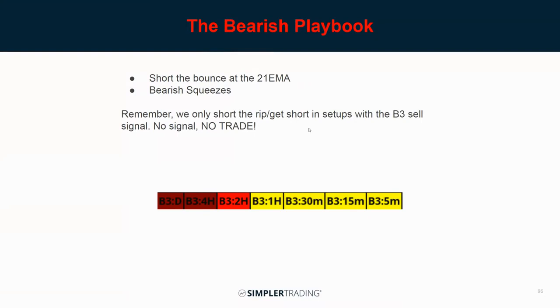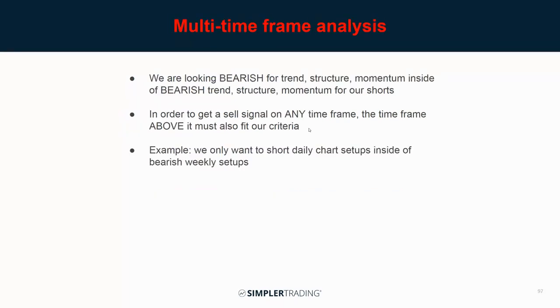And we're going to go into this in more detail, but there's only 2 trades in the bearish playbook. Short bounces to the 21 EMA, get short inside of a squeeze. We're only going to look to do that, guys, if we have our sell signal on that time frame. Regardless of our opinion of the market, regardless if we think the market's going to roll over, we're in no position to get short if we don't have a sell signal.